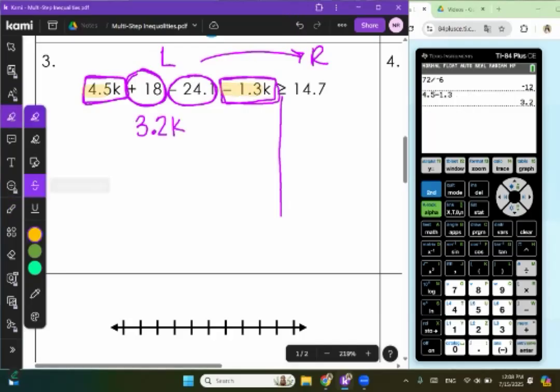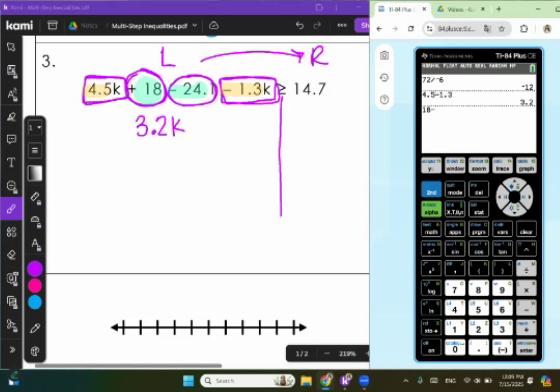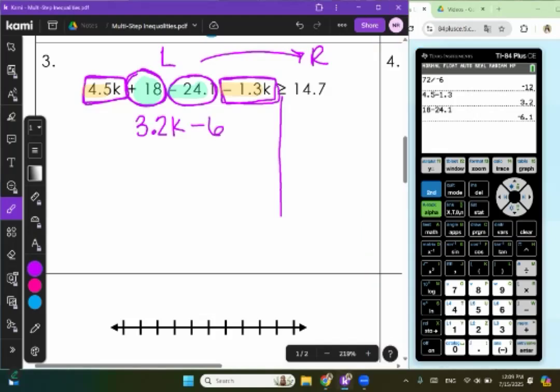Okay. And then 18 minus 24.1, that's the way I type it in, 18 minus 24.1 minus 6.1, bring down 14.7. Now we're down to a two-step, so the constant, 6.1.